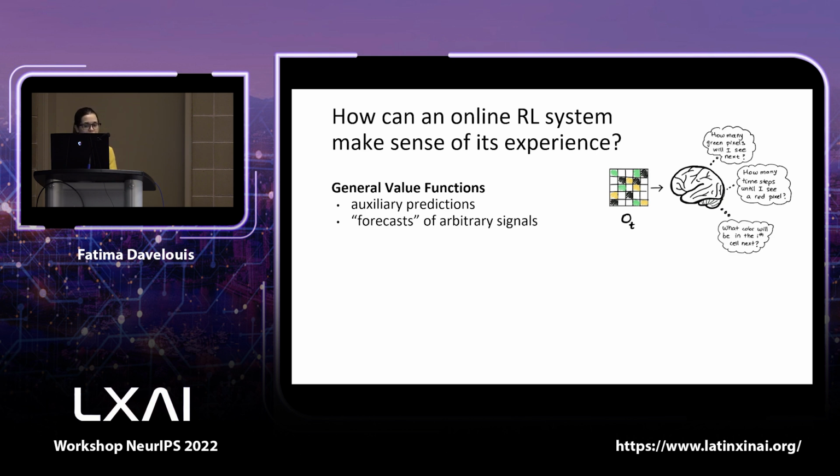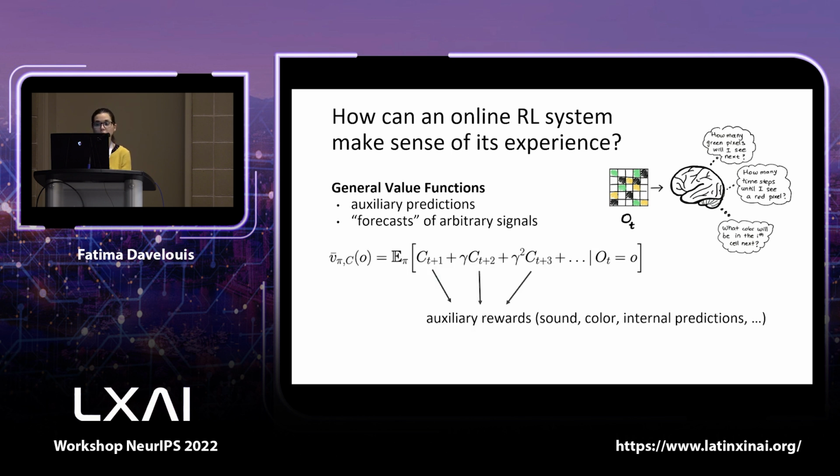For example, let's think about an agent that is learning to play the game of Wordle, and the agent wants to be able to predict the future return of the game. To do this, it might be helpful to predict other signals. For example, the agent might also wonder how many green pixels I will see next, or how many time steps until I see a red pixel, or what color will be in the ith cell next.